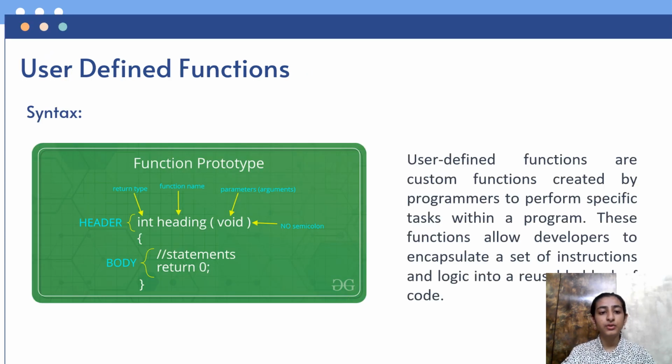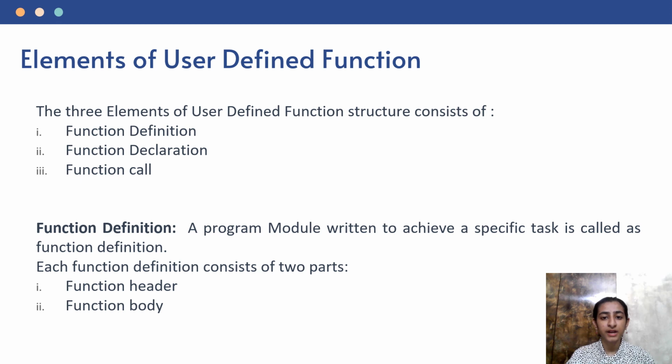Next, we have user-defined functions. User-defined functions are custom functions created by programmers to perform specific tasks within the program. These functions allow developers to encapsulate a set of instructions and logic into the code. Here, we have the syntax for the user-defined function. Elements of user-defined function. The three elements of user-defined function structure consist of function definition, function declaration, and function call.